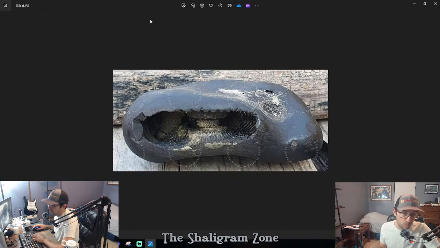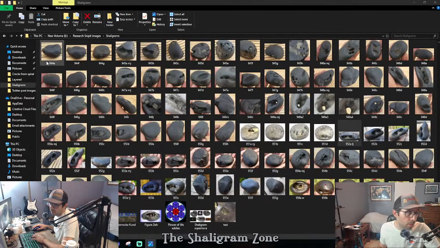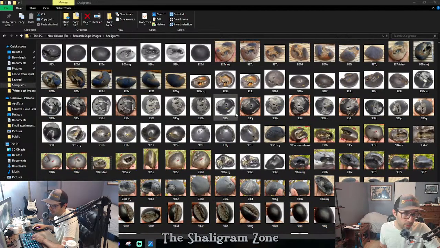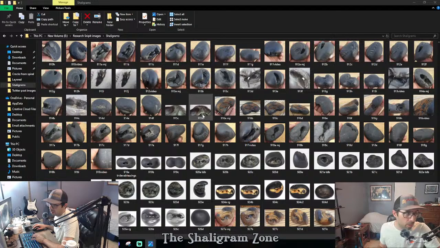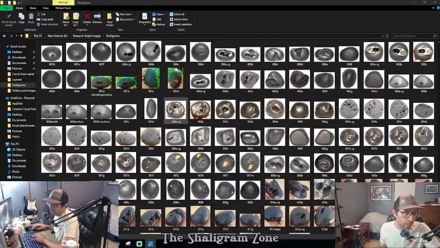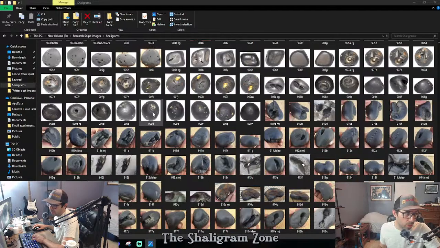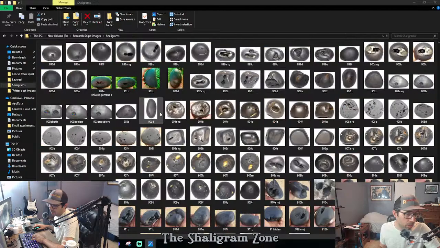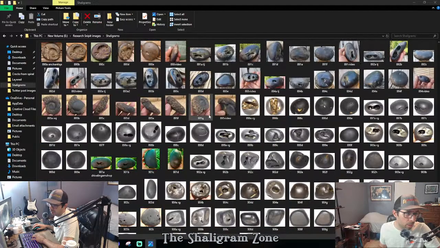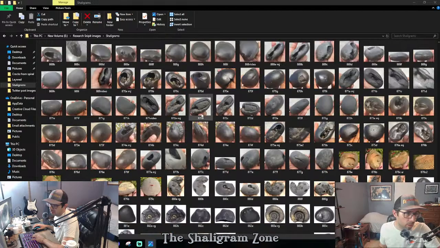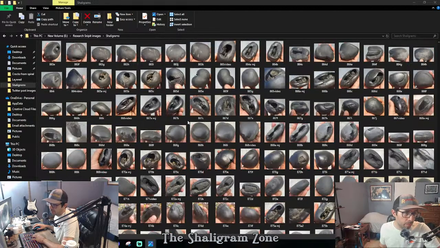This one's a lot like the broken shaligram with the current over top. Let me see if I can find it. Broken in that I have it and it is now broken into about four pieces. I could show the pictures of it there.